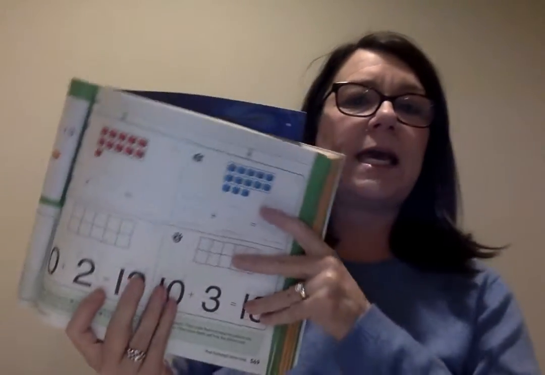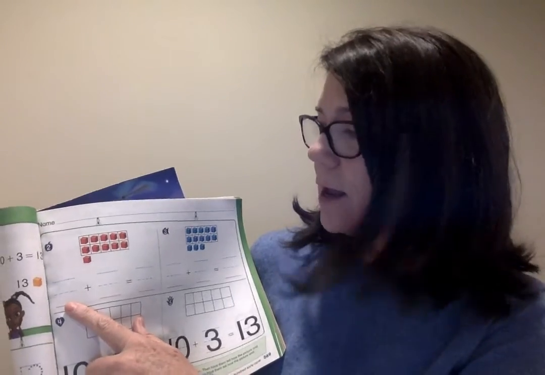So what you'll see as you go through your pages, this 10 frame up here is full, and there's one random block at the bottom. So the first number you would put in is 10 plus 1 equals, let's count it and see what this one is. Let's do this one together. 10, 11 equals 11. So 10 plus 1 equals 11.